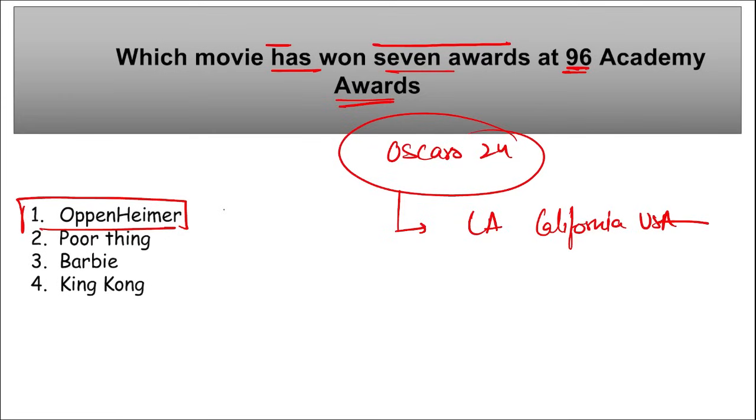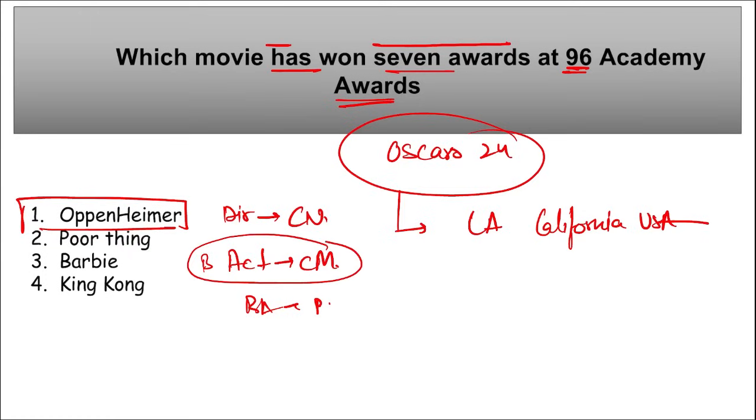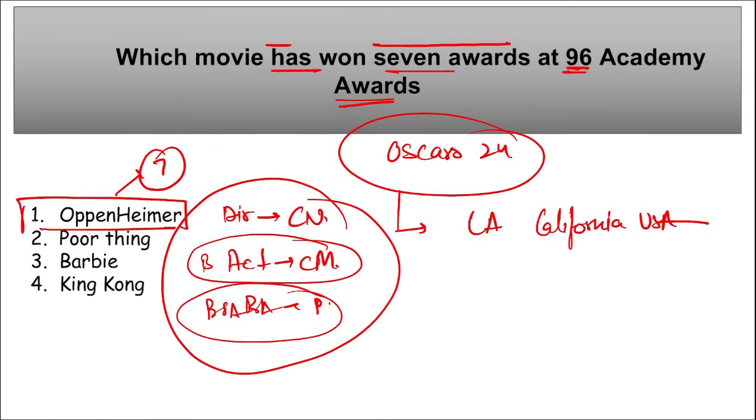And this movie was directed by whom? It was directed by Christopher Nolan. Who was the actor here? Cillian Murphy. And best supporting actor Robert Downey Jr. Remember, here, the Best Actor award was given to Cillian Murphy. Best Supporting Actor award was given to Robert Downey Jr. Correct? And this is the movie that has won a total of 7 awards, among which these 3 are important that you need to remember.